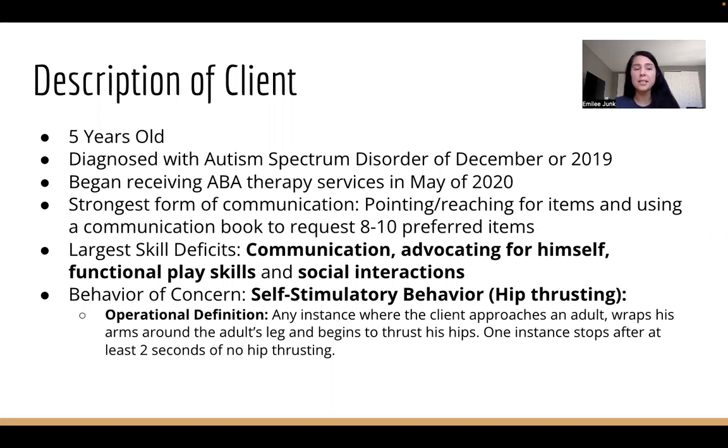His largest skill deficits are communication, advocating for himself, functional play skills, and also social interactions. The behavior of concern that we're going to look at today is self stimulatory behavior that looks like hip thrusting. The operational definition of this behavior is any instance where the client approaches an adult, wraps his arms around the adult's leg, and begins to thrust his hips. One instance stops after at least 2 seconds of no hip thrusting.